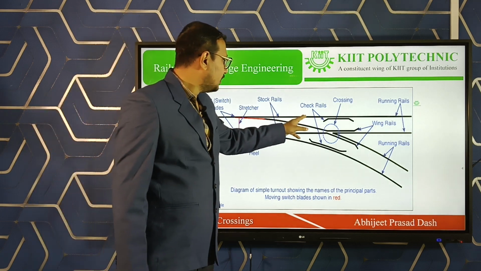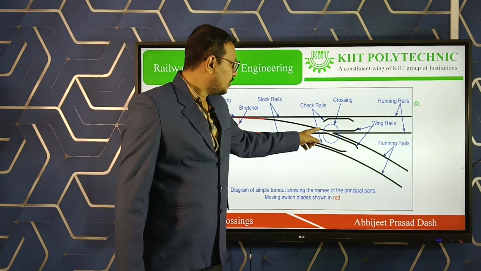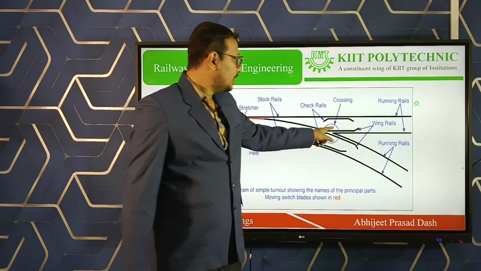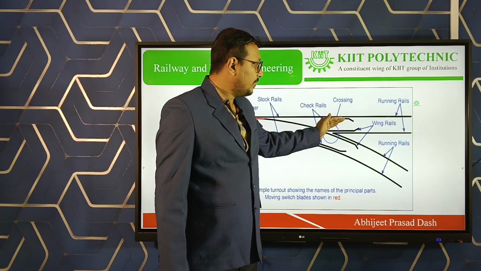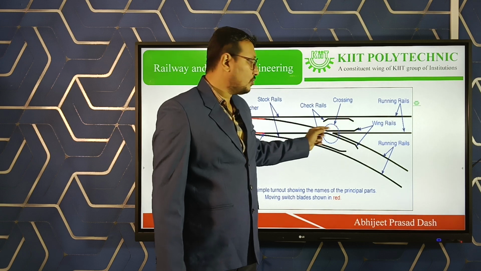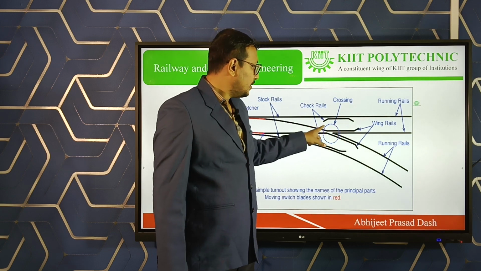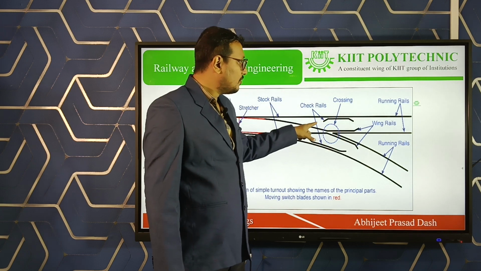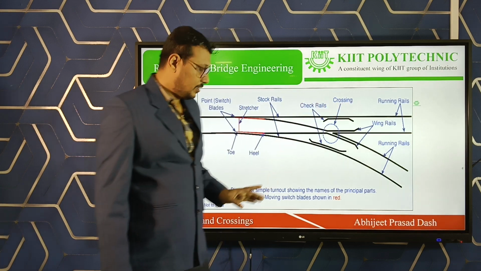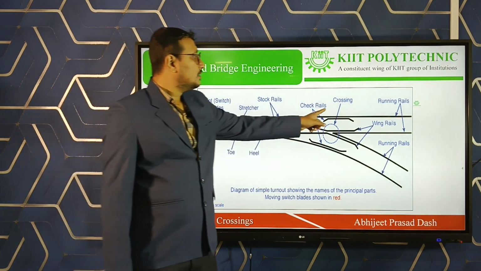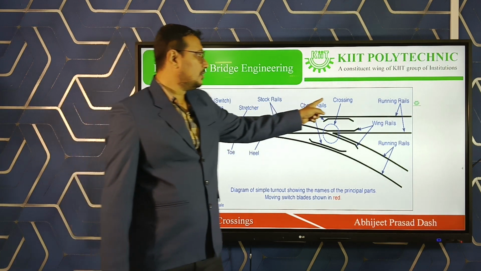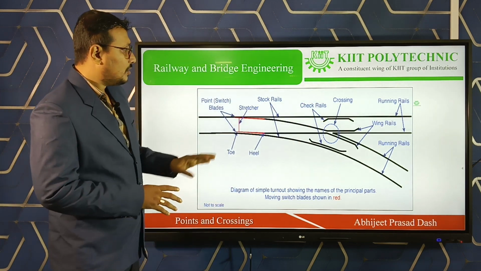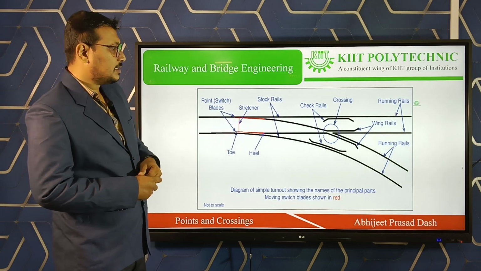Okay. Now here you can see where the main root and branch root is diverting. This circular area is called crossing. Your topic name is crossing. So this is your crossing, this is your point, this is your crossing. Okay, so now you see these are the main things.